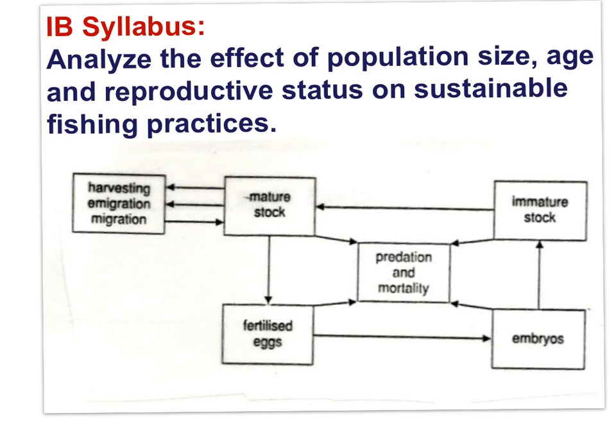The syllabus statement references fishing practices. Let's focus on what best fishing practices might be. If the mature stock is harvested at a rate equal to the rate of replacement in this development cycle, fishing is sustainable. If, however, females are removed selectively or if juveniles are harvested too early, then the sustainability of the fishing is at risk.